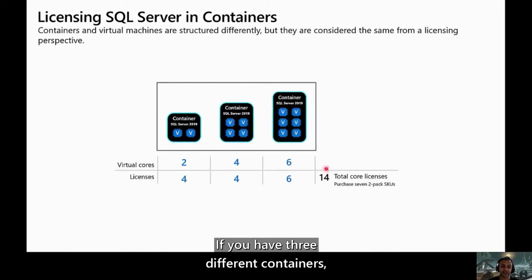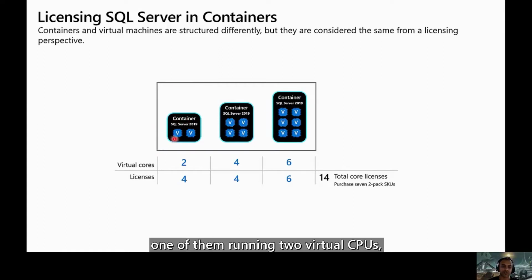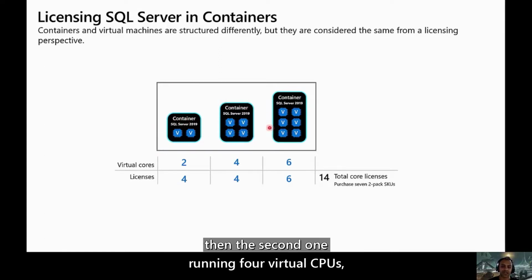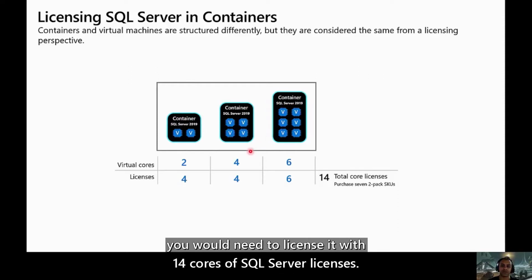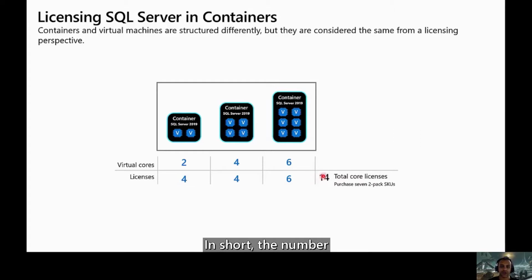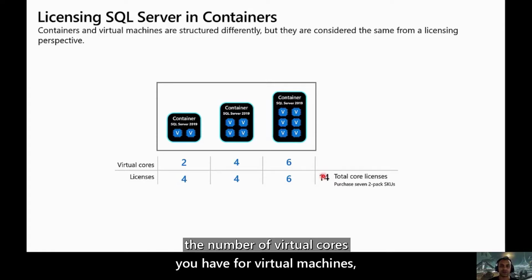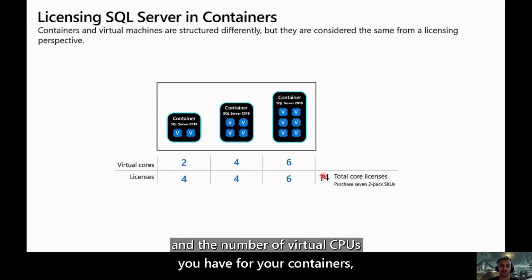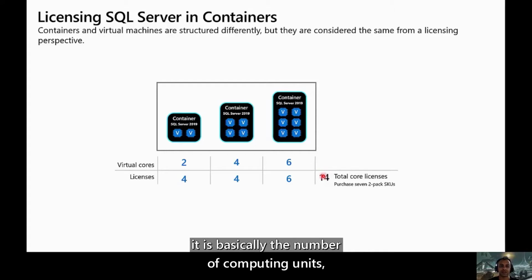The same applies to containers. If you have three different containers, one of them running two virtual CPUs, the second one running four virtual CPUs, and the last one running six virtual CPUs, you would need to license it with 14 cores of SQL Server licenses. So in short, it is the number of physical cores you have for physical machines, the number of virtual cores you have for virtual machines, and the number of virtual CPUs you have for your containers. Whether you call it virtual CPUs or virtual cores, it is basically the number of computing units, whether threads or CPUs, assigned to the virtual machine or container that determines the number of SQL Server licenses you need.